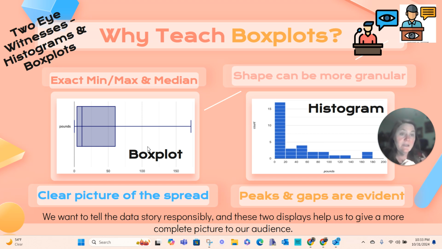But a histogram does give you that shape. You can get it as granular as you need it to be, based on changing your bin size. You see the gaps. The gaps are not evident in a box plot. They don't give you those, but a histogram does. And you see the peaks more. Where is the data peaked? Those kinds of things are not seen in a box plot. So being able to see both together is very, very powerful. So be responsible and give a complete picture to your audience, right?